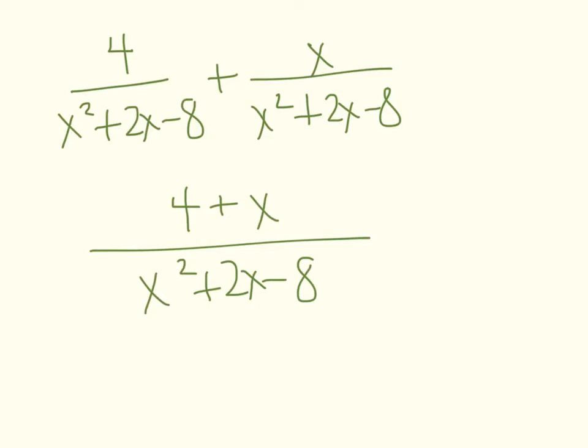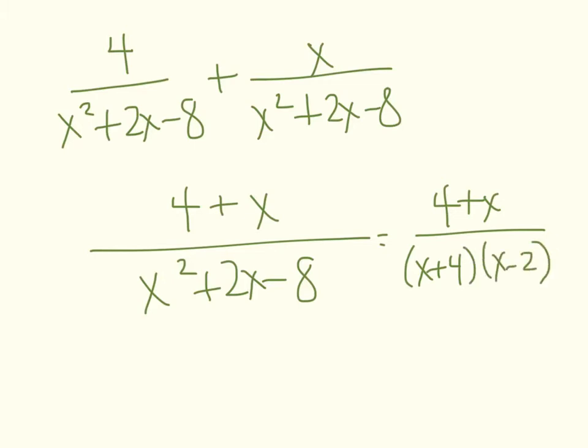Now this actually can be reduced, and the reason I know that it can be reduced is because it's a quadratic in the bottom, so I know that it can be factored. So if I go ahead and factor the bottom, it's a shortcut. It looks like I need two things that multiply to negative 8 and add to positive 2. I get x plus 4 times x minus 2.